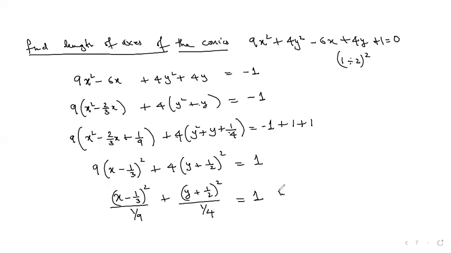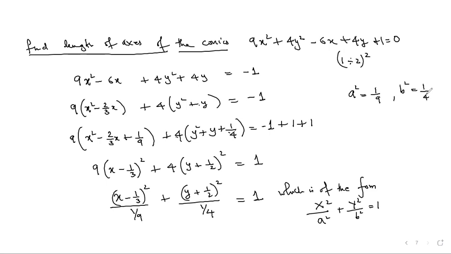Which is of the form capital X square upon A square plus capital Y square upon B square equal to 1. Barabar hai ki nahi? Capital X kya hai? X minus 1 by 3. Capital Y kya hai? Y plus half. So how much is A square here? How much is B square? So A is 1 by 3 and B is half. Now tell me which is greater, A or B? B is greater.